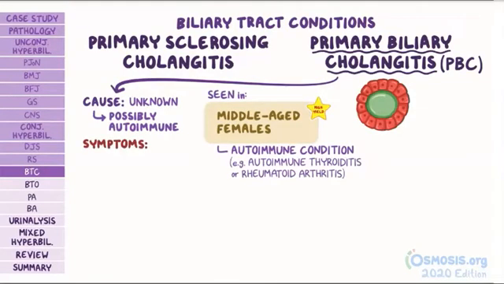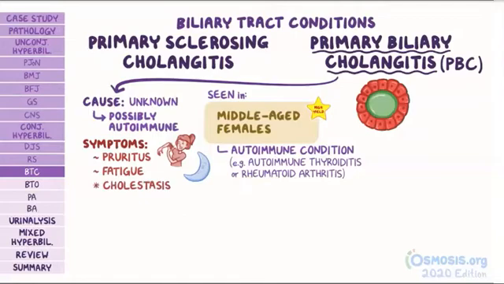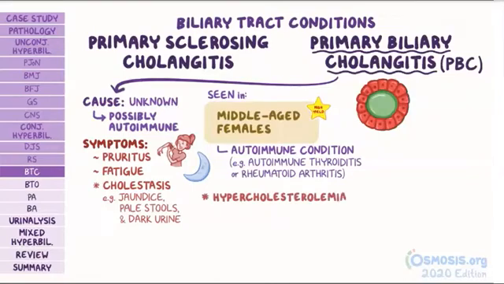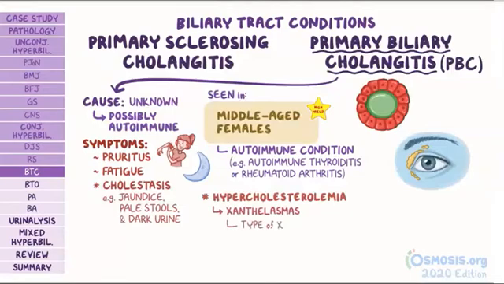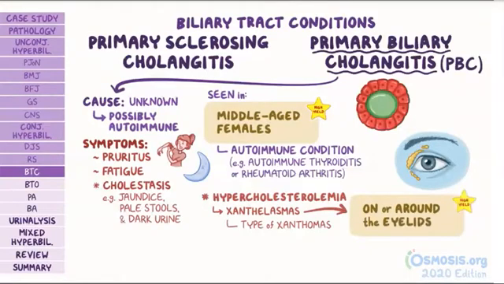Symptoms of primary biliary cholangitis develop gradually, first with pruritus, especially at night, and fatigue. As the condition progresses, these individuals present with signs of cholestasis, such as jaundice, pale stools, and dark urine. And since the liver plays a major role in cholesterol metabolism, PBC can lead to hypercholesterolemia, which can manifest as xanthelasmas. Xanthelasmas are a type of xanthomas, which are cholesterol deposits that present as well-demarcated yellow papules or plaques. Xanthelasmas typically occur on or around the eyelid.